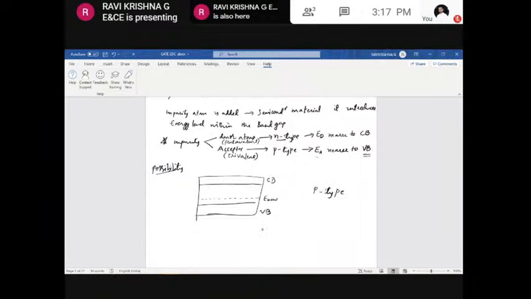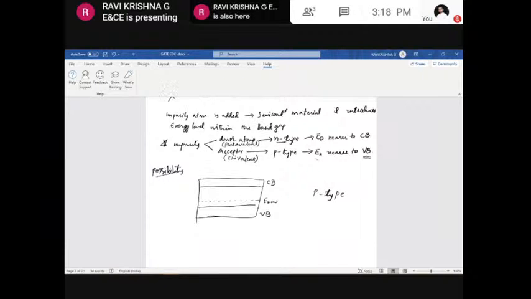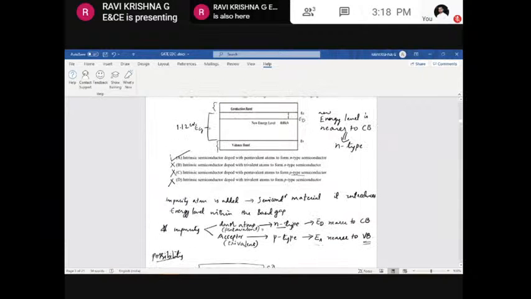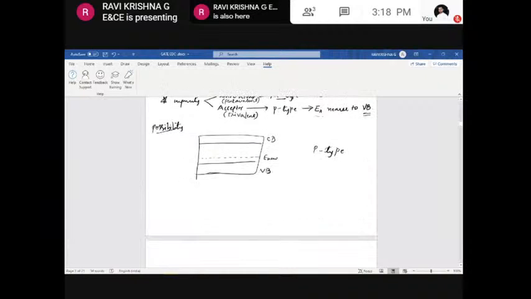So if it is a p-type semiconductor, which option will be correct? Then it should be either C or D. But here, in order to form the p-type semiconductor, we need to dope the silicon or intrinsic semiconductor with a trivalent atom. That is, option D will be correct. If this is the figure, option D is correct.